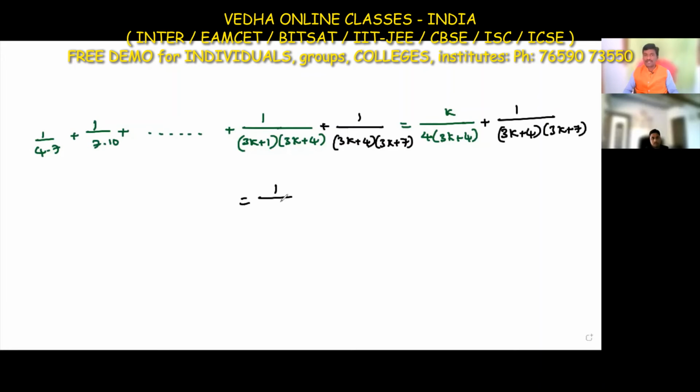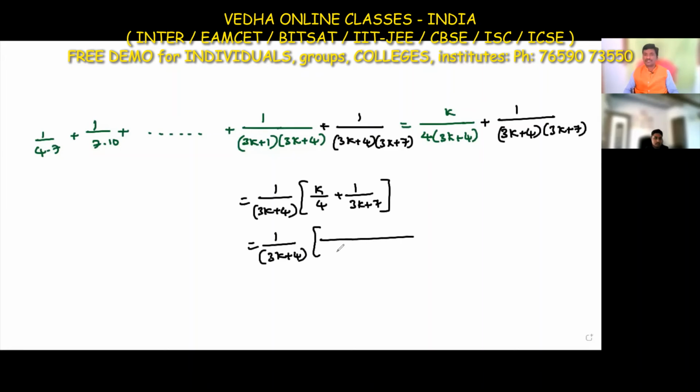Here 1 divided by 3k plus 4 I am taking common. If you take 1 by 3k plus 4 common, then k divided by 4 plus 1 divided by 3k plus 7. 1 by 3k plus 4 as it is I have written here. So take the LCM, which is 4 into 3k plus 7.